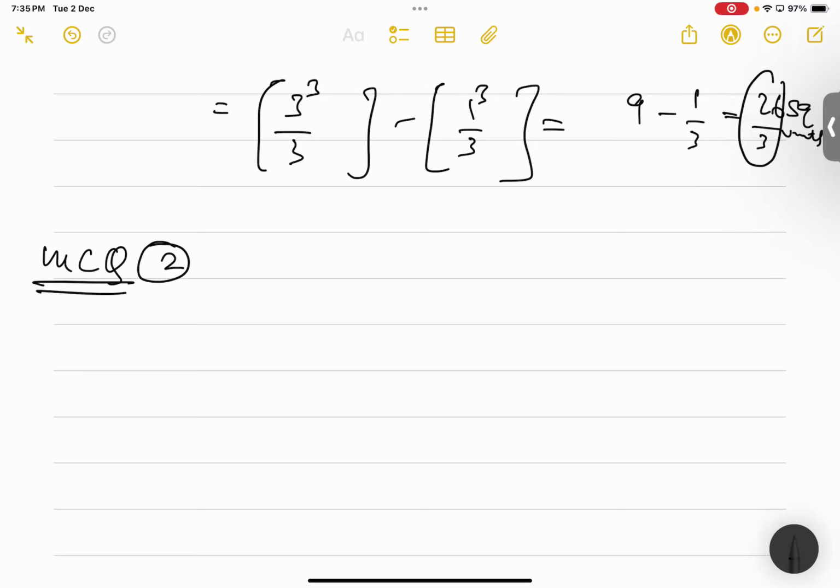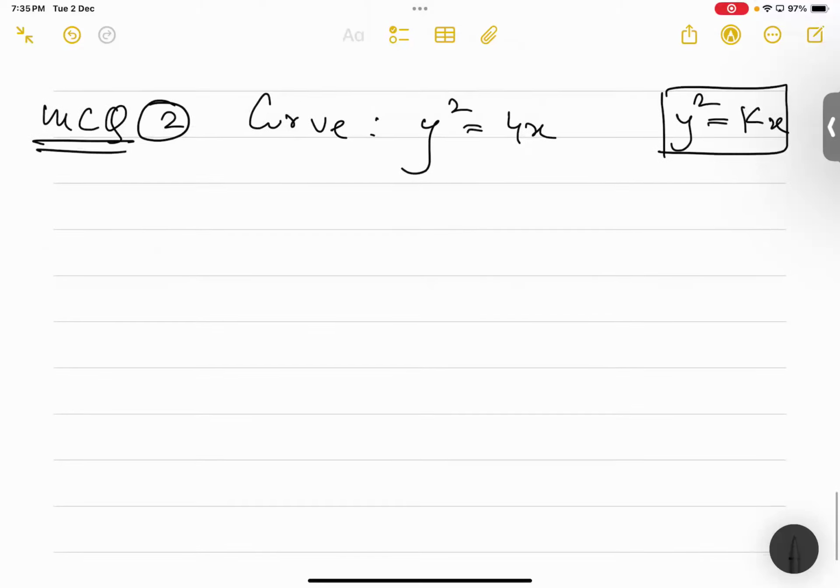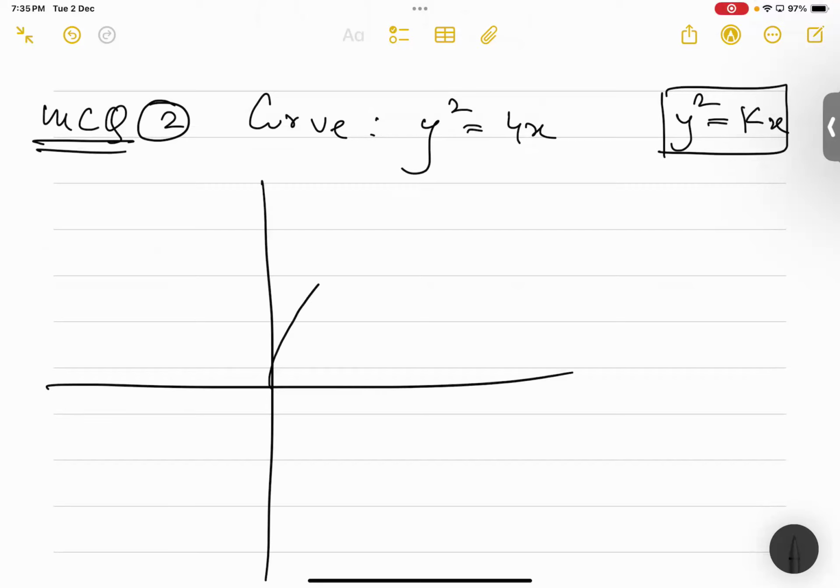What is a curve? Now they have not said that this is a parabola. We should know this is a parabola. X और Y में एक जन को square है. Okay. Y square is equal to kx. Which parabola is this? The horizontal parabola, not the vertical one. Okay. Big diagram.